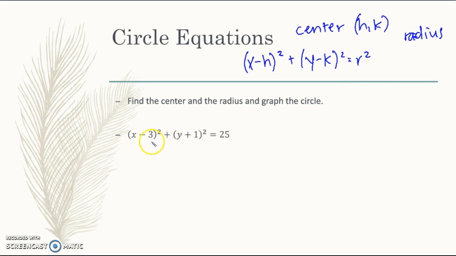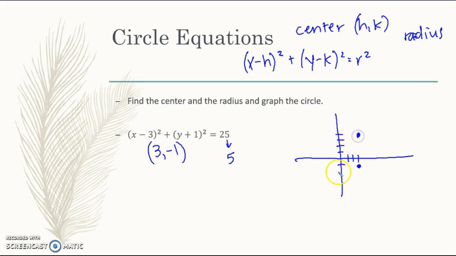So for this one, the center is going to be a positive 3, negative 1, and then my radius, the square root of 25, would be 5. So to graph it, I would go on my graph to 3, negative 1, and then I can't count diagonally, so I'm going to go up 5, down 5, left 5, and right 5. And there's a very awkward looking circle.